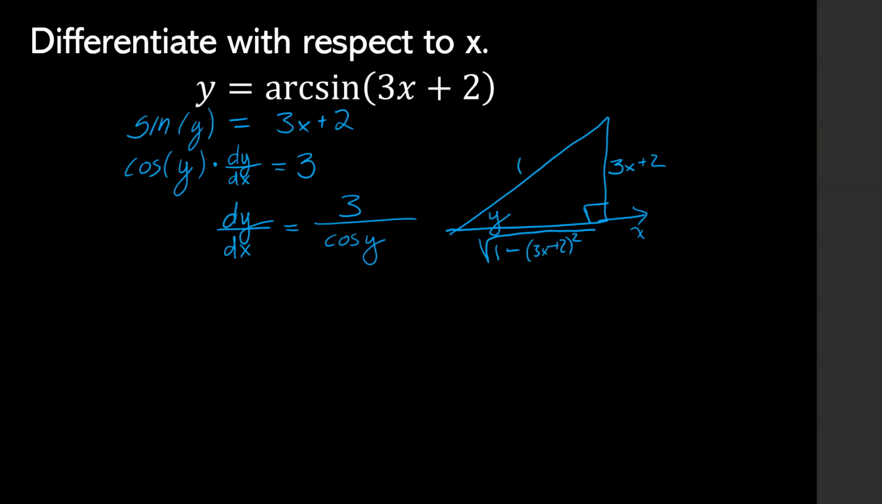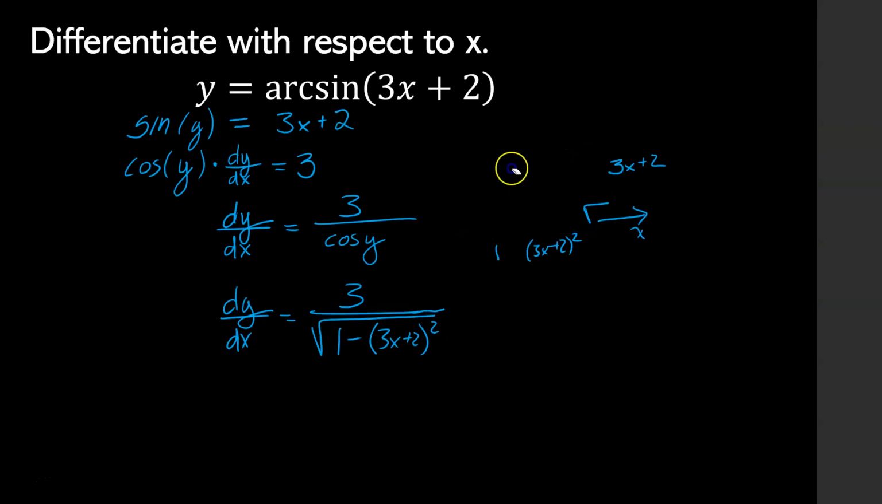Can you take cosine of y? You sure can. That's this ugly square root stuff over 1. So dy dx is equal to 3 over, oh no, not cosine of y. Let's write what cosine of y is equal to. The square root of 1 minus 3x plus 2 squared. Okay, so that actually might be easier if you forgot the derivative of inverse sine of x. Or maybe you could say inverse sine of something, I don't know.